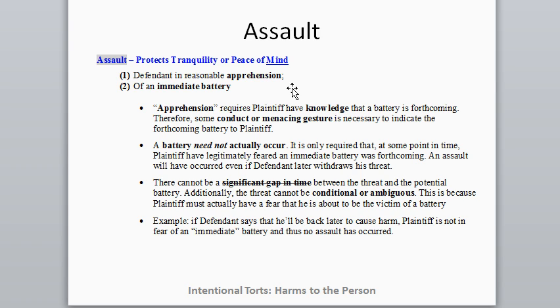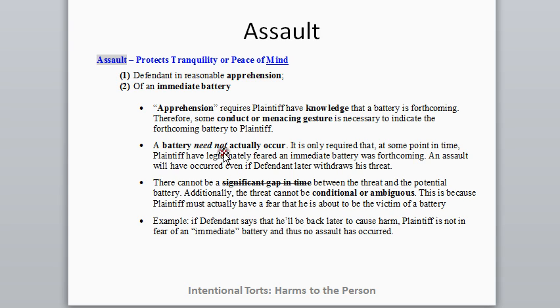So the plaintiff has to have some sort of knowledge that the battery is forthcoming. And in order to have that knowledge, there usually needs to be some sort of conduct or gesture on the part of the defendant, like pulling out a gun or making a fist as though you're going to throw a punch, something that would signal that a battery is forthcoming.